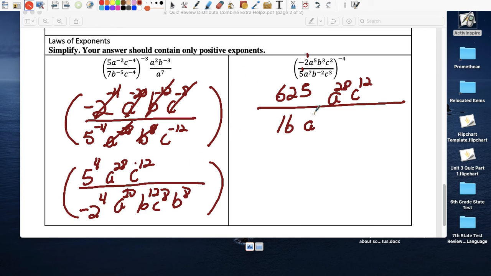A20, I believe that is. B12 and B8, I can combine that and write B20. And C8. Okay. Still not done.